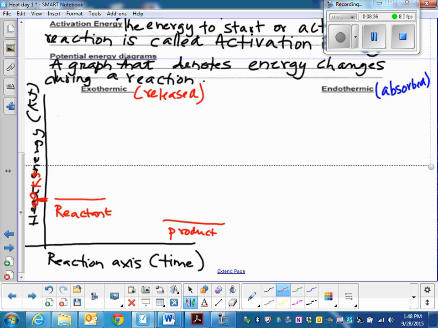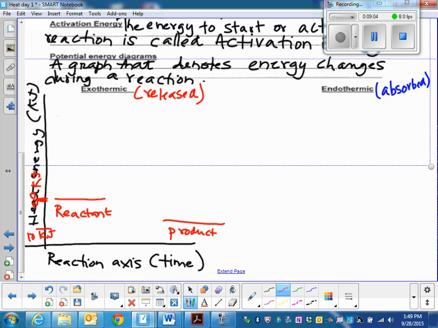And my product is, let's make it 10. All right? 10 kilojoules. My product is 10 kilojoules. Now, is my wood going to get converted to ashes immediately? Is my reactant going to become my product immediately? No.